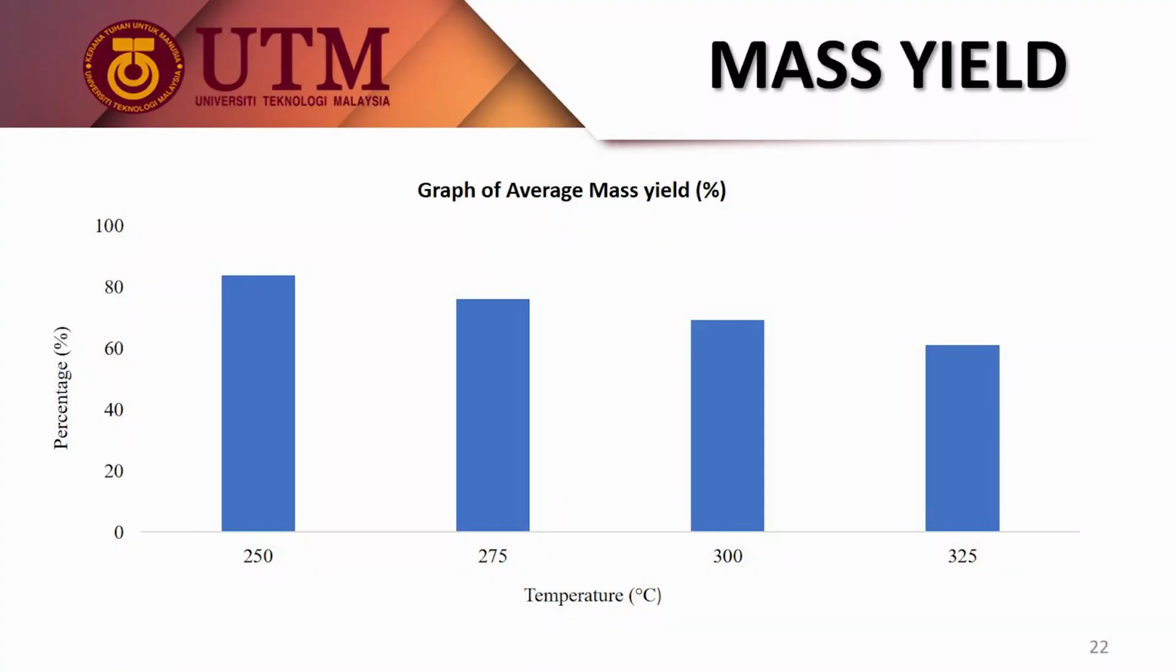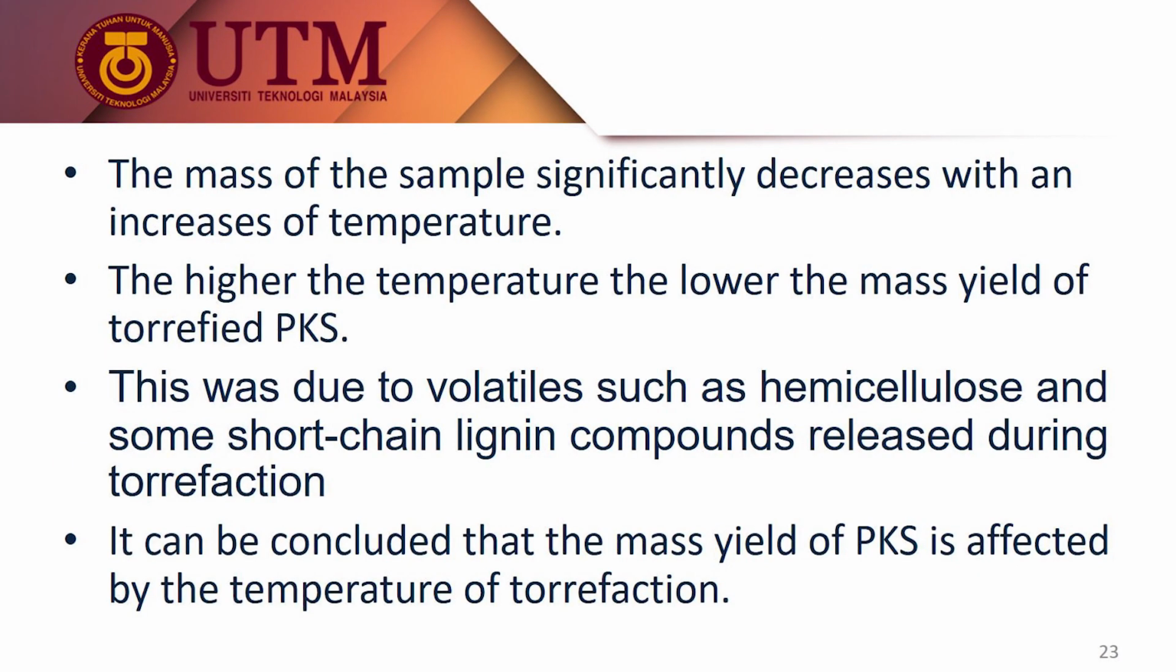For the mass yield, the mass of the sample significantly decreased with an increase of temperature. The higher the temperature, the lower the mass yield of torrefied PKS. This was due to volatiles such as hemicellulose and some short-chain lignin compounds released during torrefaction. It can be concluded that the mass yield of PKS is affected by the temperature of torrefaction.